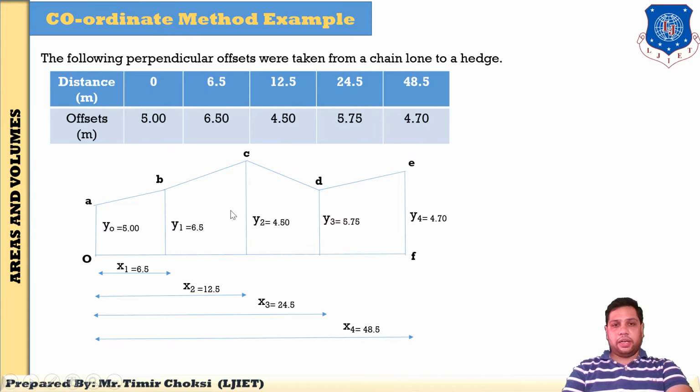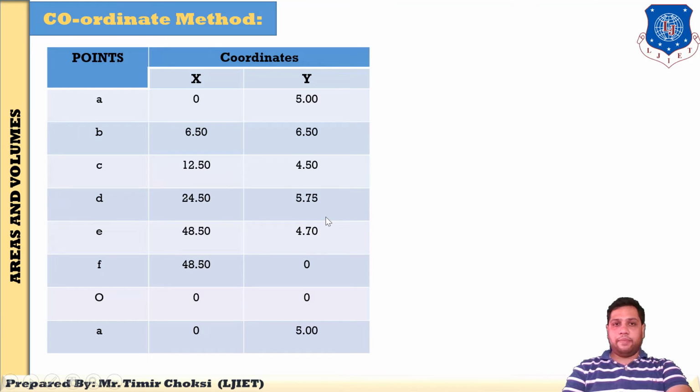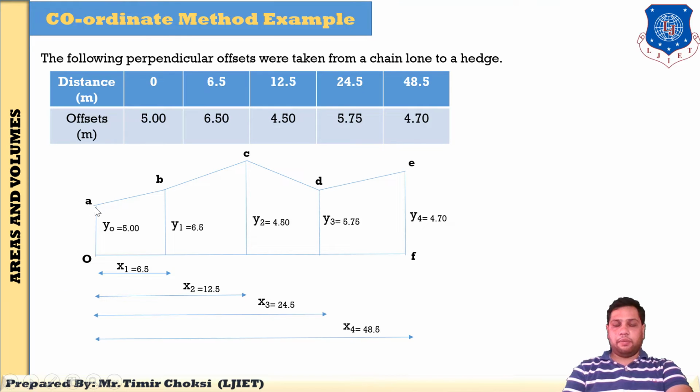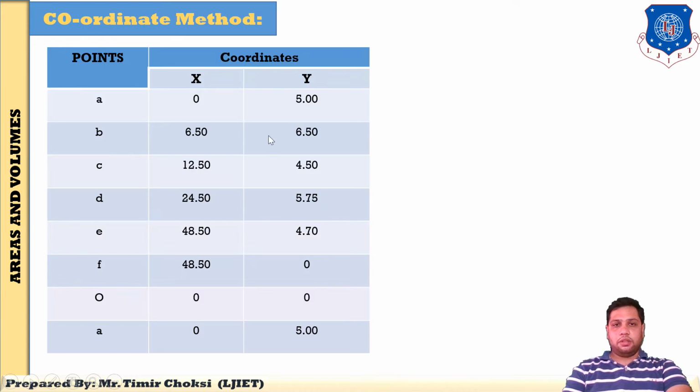Now, second, you have to make the table. I have already explained the procedure of the coordinate method in a previous slide. So first you write all the points A, B, C, D, E, F, O, A. Now you write the x and y coordinates. So here point A coordinate x is 0 because this is the starting point, the origin, but y coordinate is 5.0. So here I have written 5.0.